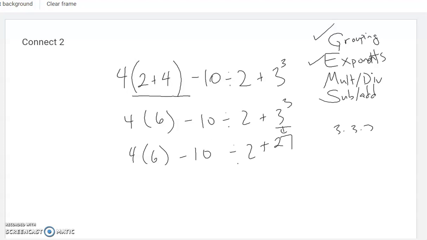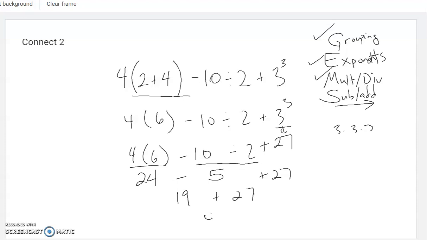Then I would multiply and divide. I have two of that. I've got multiplying here, and I've got dividing here. When that's the case, you do them in order from left to right. So I would do this one first. 6 times 4 is 24. I'm also going to just go ahead and do my 10 divided by 2 step. Haven't used the 27. Now I've done multiply and divide, and last is subtract and add. Here again I have both, so I do them in order that they appear from left to right. 24 minus 5 is 19, plus 27 is 46.